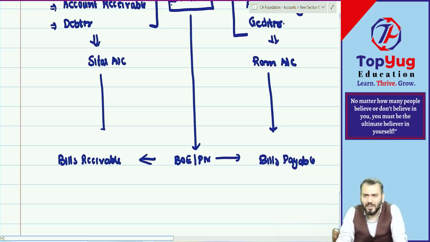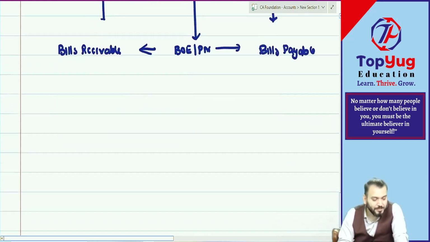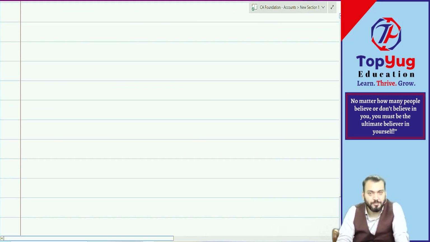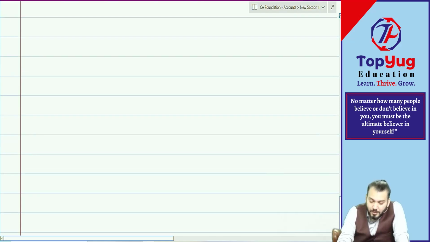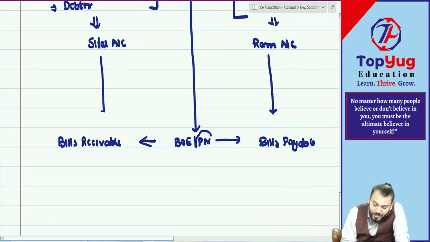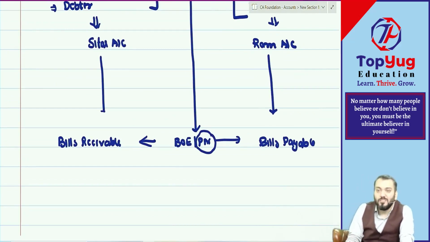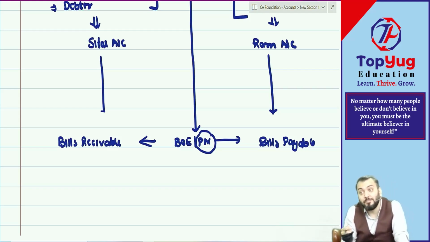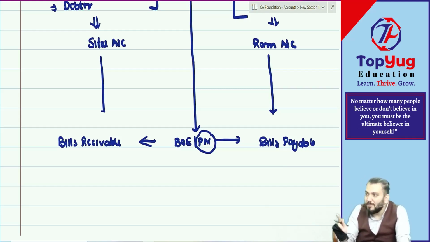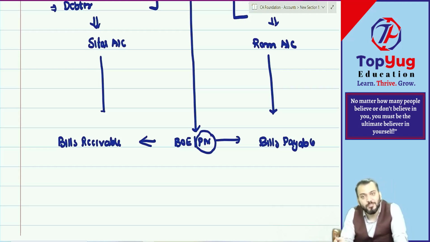Correct? Are you able to understand? I hope you have understood. Even though it is a promissory note, we don't call it note receivable or note payable. Even if the question has given a promissory note, we will use bills receivable and bills payable accounts, because we don't use note receivable and note payable accounts. Therefore, the accounting treatment will be the same for bills of exchange and promissory note.